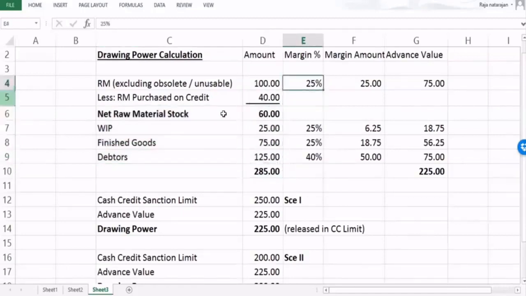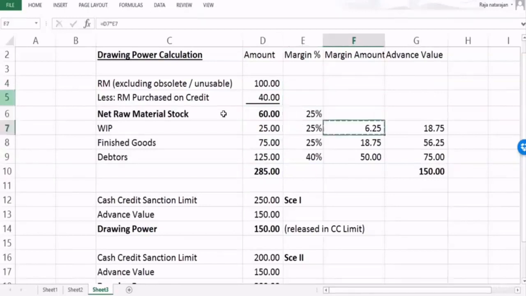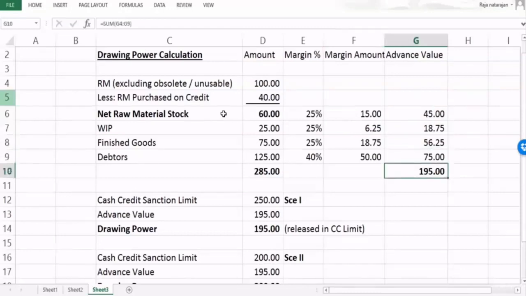So let's shift the calculation from here to here. That is 25% margin, and the margin amount is going to be 15, and the advance value is going to be 60 minus 15, 45. So if you notice, the advance value has come down. Earlier advance value was higher, but now it has come down to 195.